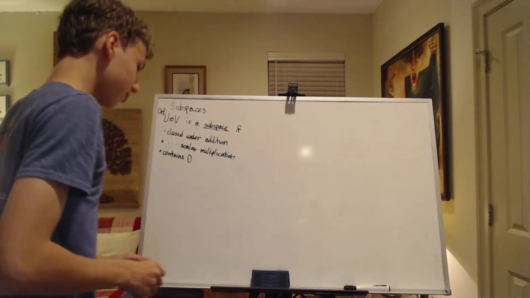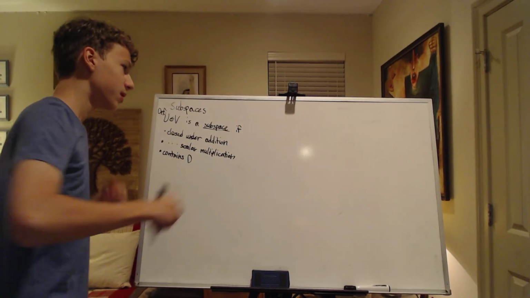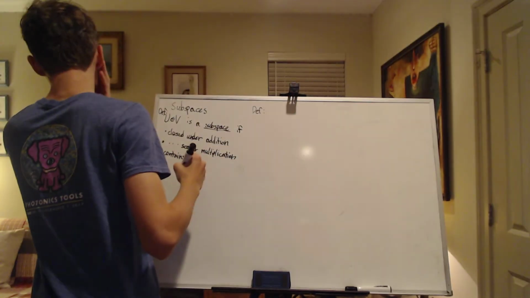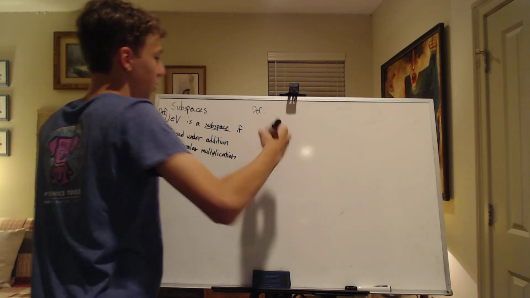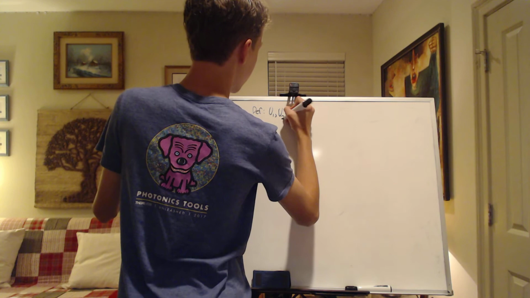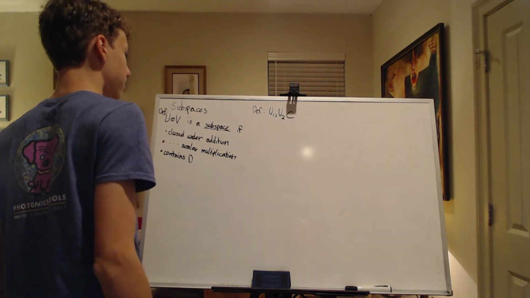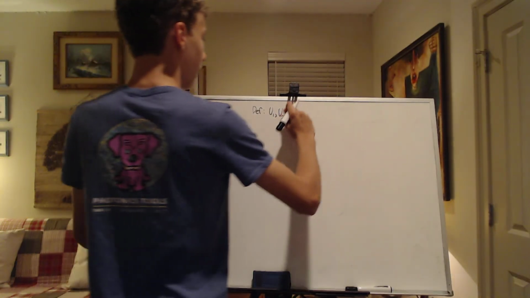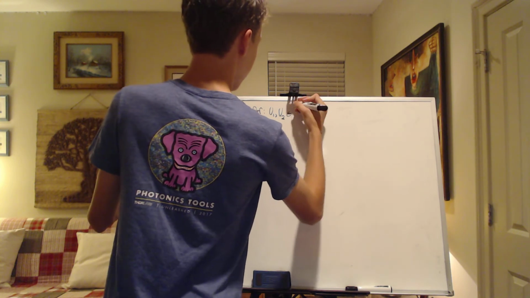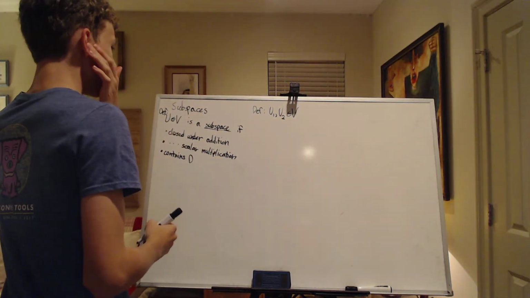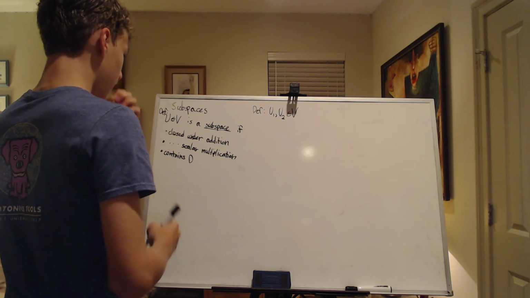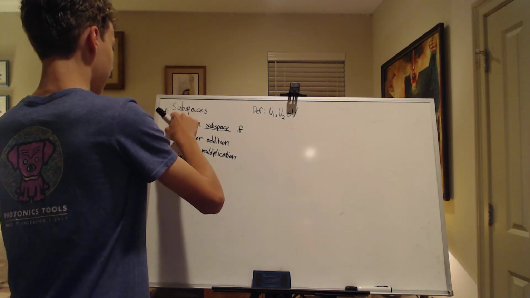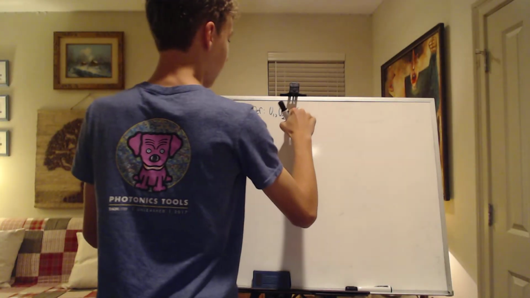Let's look at sums of subspaces. Definition. Let's say, what notation shall we use? Let's say U1, U2 are both subspaces. Let's use that notation. These two are both subspaces of our vector space V. This is really good notation.